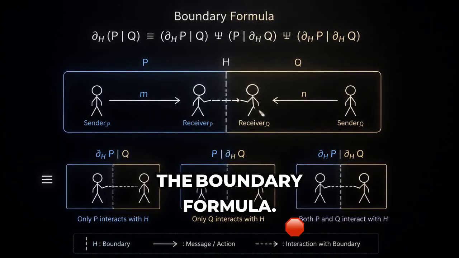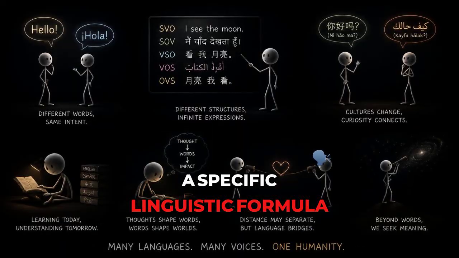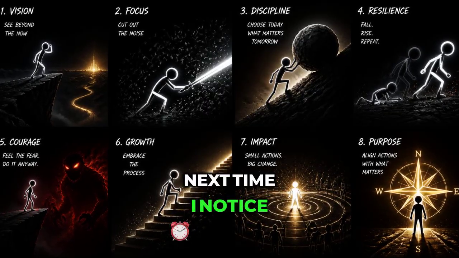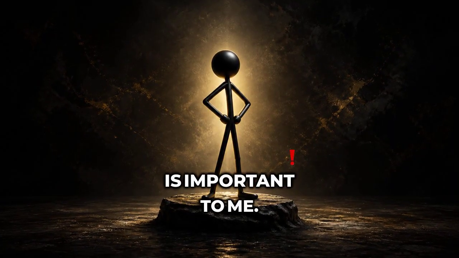2. The boundary formula. A key part of the protocol is using a specific linguistic formula to keep the focus on your actions rather than the other person's faults. Next time I notice X, I will do Y because V, my value, is important to me.